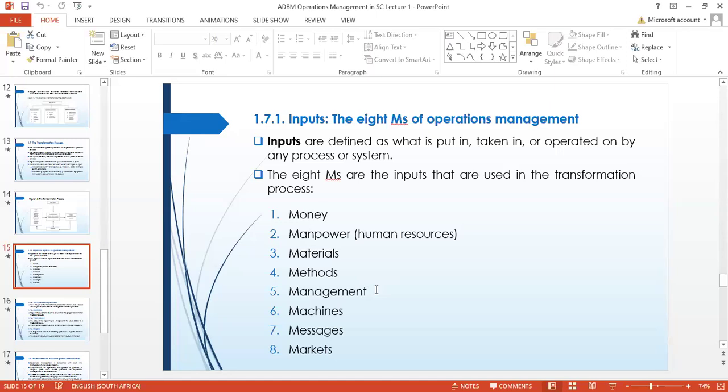And lastly, number 8, we have the markets. We're talking of the buyers of a product within a certain area that is being served by the business. So the operations manager, even though it is the work of the marketing department, is also to be aware of what is happening in the market, so that they produce the right product for the consumers.